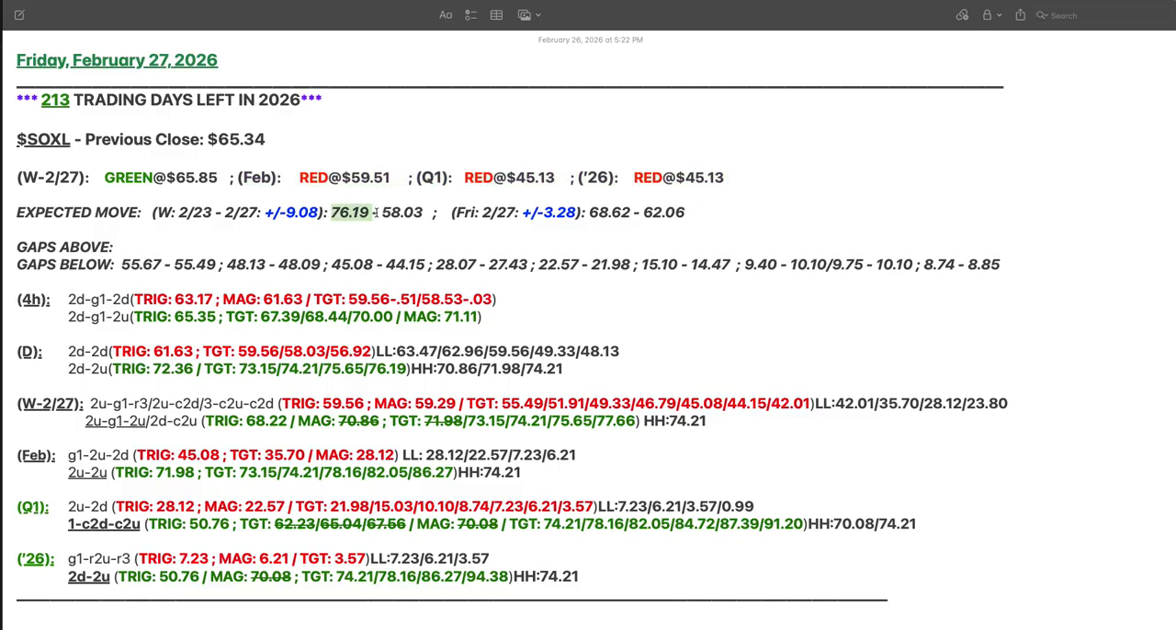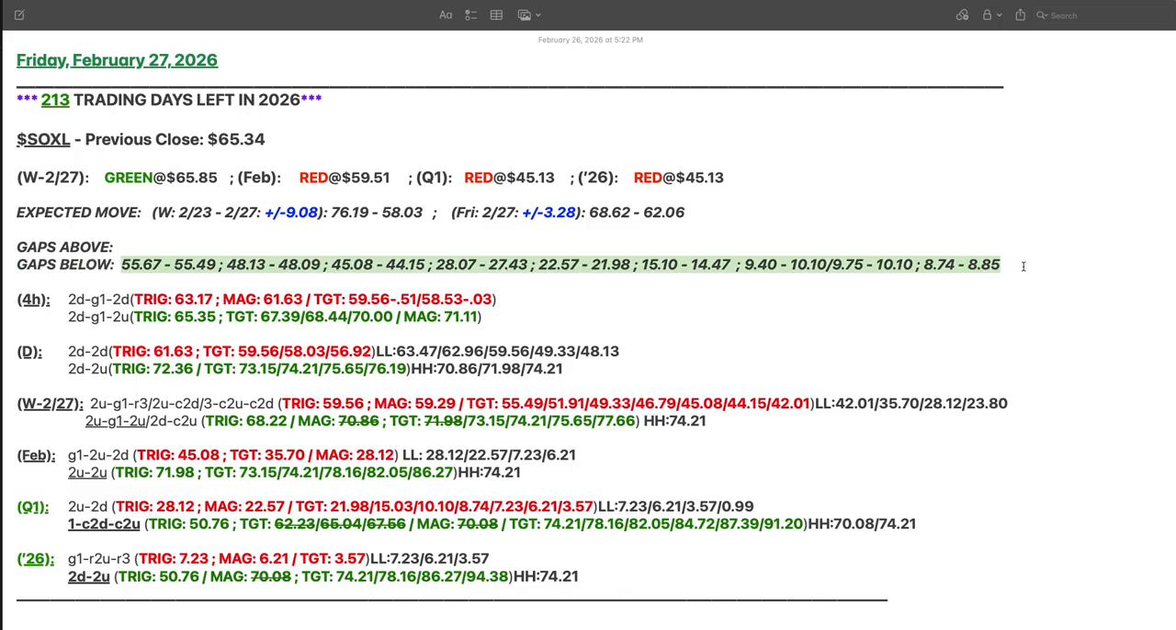Now, we talked about the market makers expected move for the week and how the low could come into play tomorrow. But we also talked about the market makers expected move for just the day, which is at plus or minus $3.28, giving us an expected move or expected range of 68.62 to 62.06. All right. We know we don't have any gaps above. We filled the gap that was created yesterday. We filled that one today.